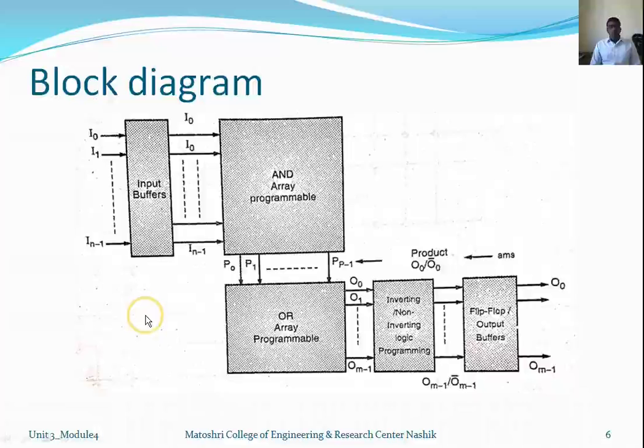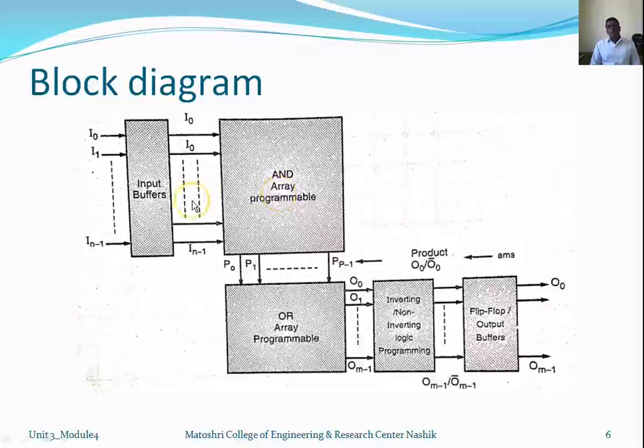This block diagram shows the different blocks of the PLA. The first block is the input buffer block. It mainly consists of a number of logic gates, NOT logic gates having two outputs, one for the complemented variable and another for the non-complemented variable. The input signal is handled by this first block, the input buffer, and accordingly it generates the complemented and uncomplemented outputs.